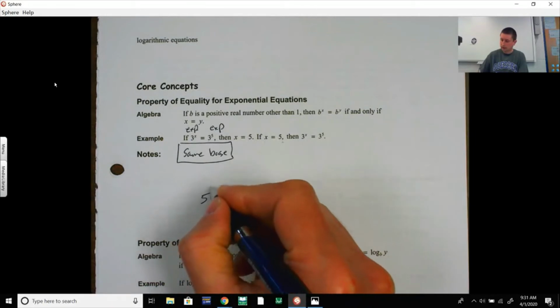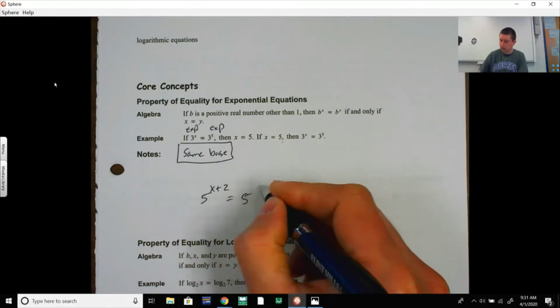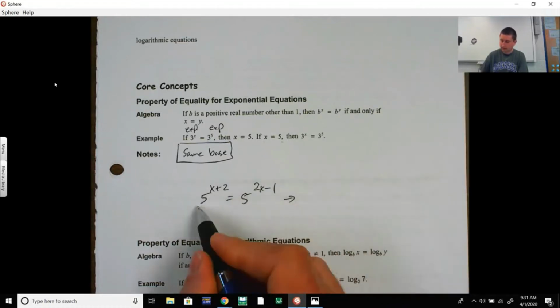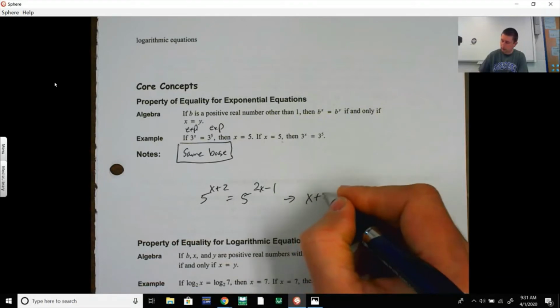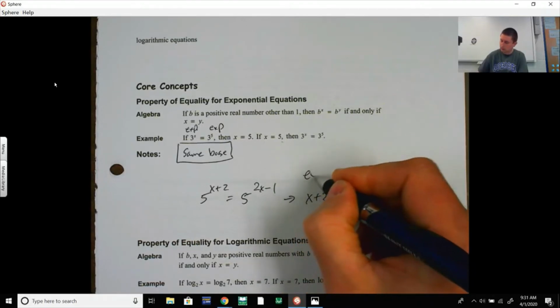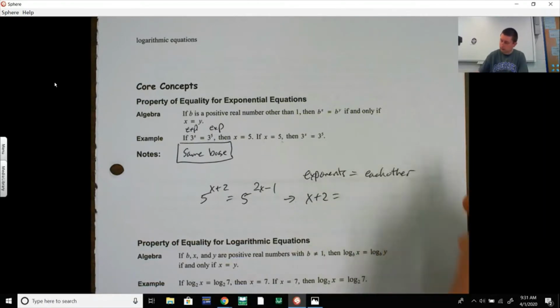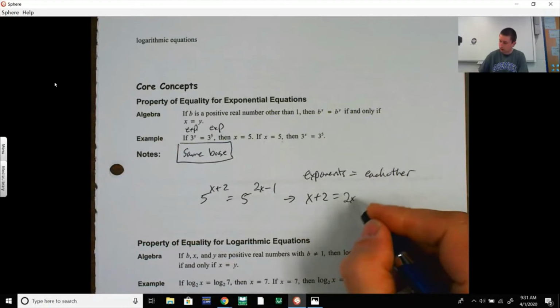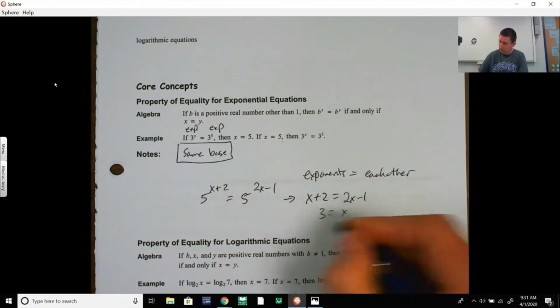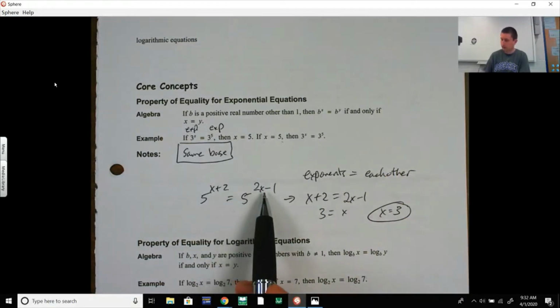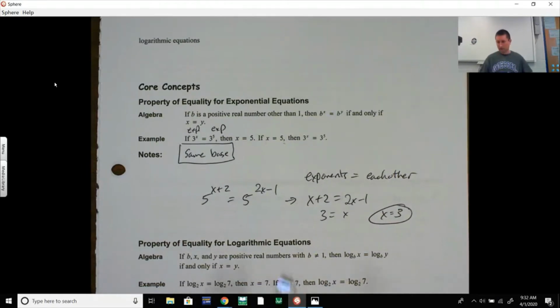If I have 5 to the x plus 2 equals 5 to the 2x minus 1, well, that means I have the same base, two exponential functions, so the exponents have to be equal. So x plus 2 equals 2x minus 1. Minus the x, add the 1. So x equals 3 in that case. 3 plus 2 is 5, 2 times 3 minus 1 is also 5. So if you have two exponential functions and they have the same base, you can set the exponents equal to each other.